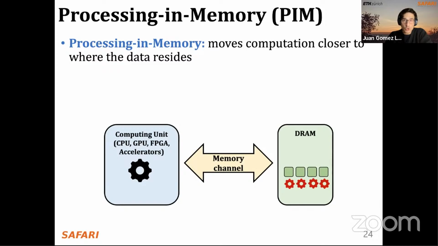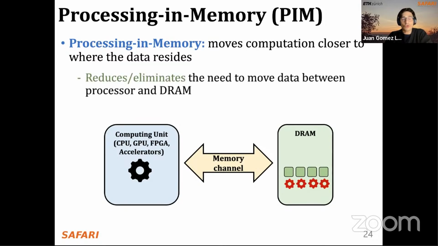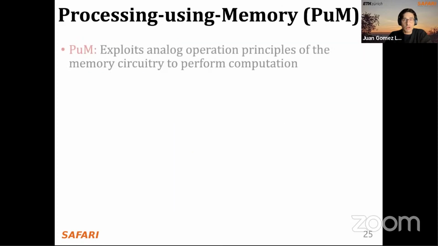So the idea, and this is what this course is about, is moving computation closer to where the data resides in a way that we can reduce or eliminate the amount of data movement between the processor and DRAM. Among the different approaches to processing in memory, we have processing near memory, as I said in the beginning, where we place the processing elements near the memory array, but not inside it. And then we have processing using memory, where we exploit the analog operation principles of the memory circuitry to perform computation.